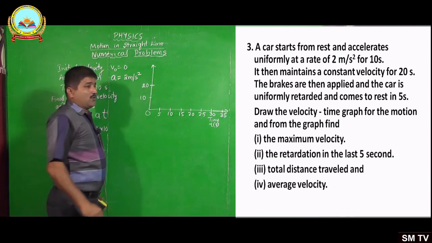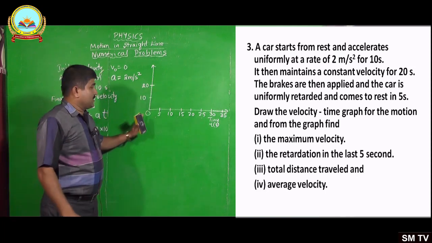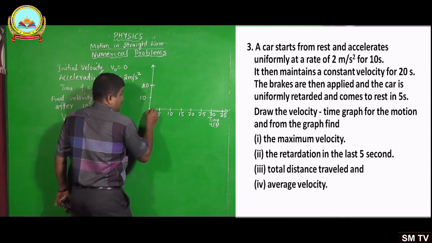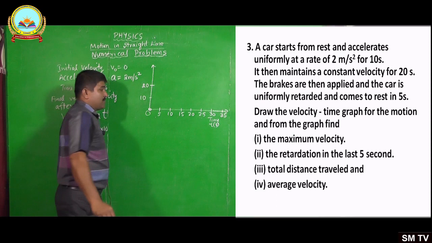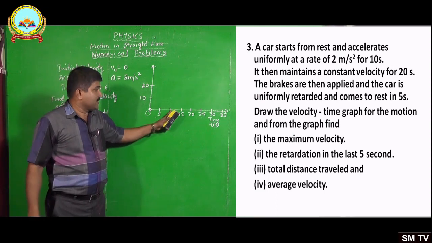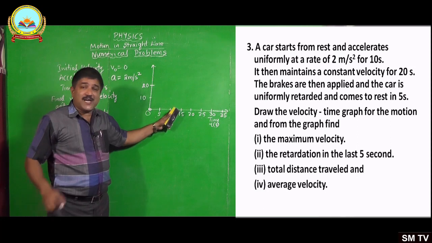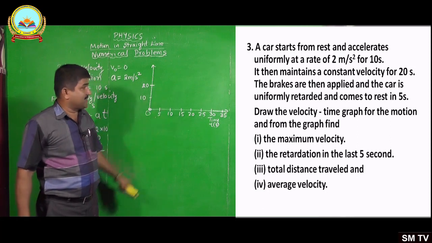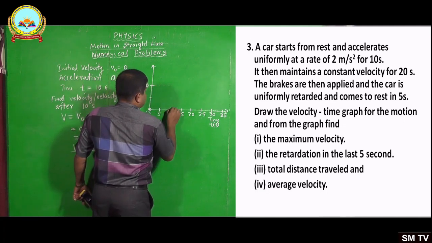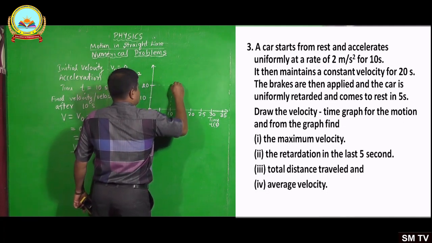So now we have to plot the graph. After 10 seconds, initially at rest, so the first point in the graph is the origin, 0, 0. Then the second point is after 10 seconds, means the x value, that is the time axis value, is 10 seconds and the y axis value is 20 meter per second. So this is the point.